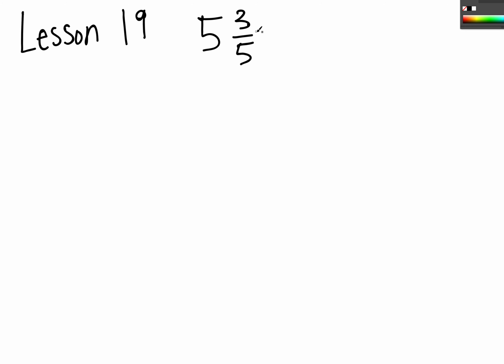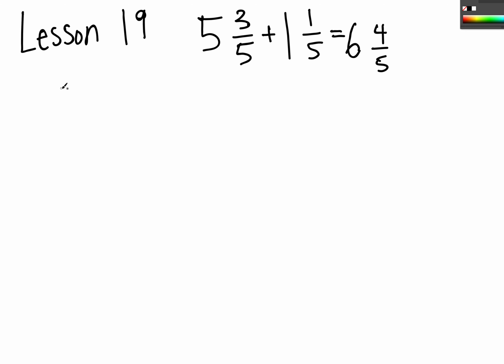But in the past, up till this point, we've been adding. So if we added 1 1/5 to this, give me just a moment. We would simply add the whole numbers. 5 plus 1 is 6. And we would add the fractions. 3/5 plus 1/5 equals 4/5. Simple, right? Now we're going to learn about subtracting mixed numbers.